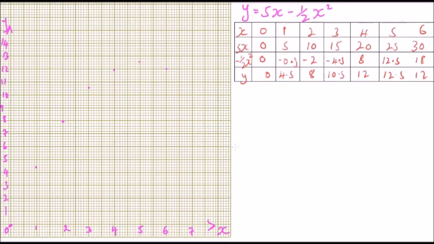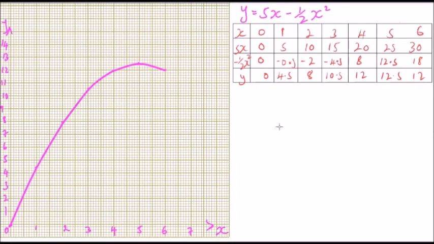So what remains is to join these points to come up with the graph. So using your free hand, you join the points and you come up with the graph of y equals 5x minus a half x squared. So in this case, always remember to label your axes and your graph so that you don't lose marks. So let's go back to the question and see what is next.